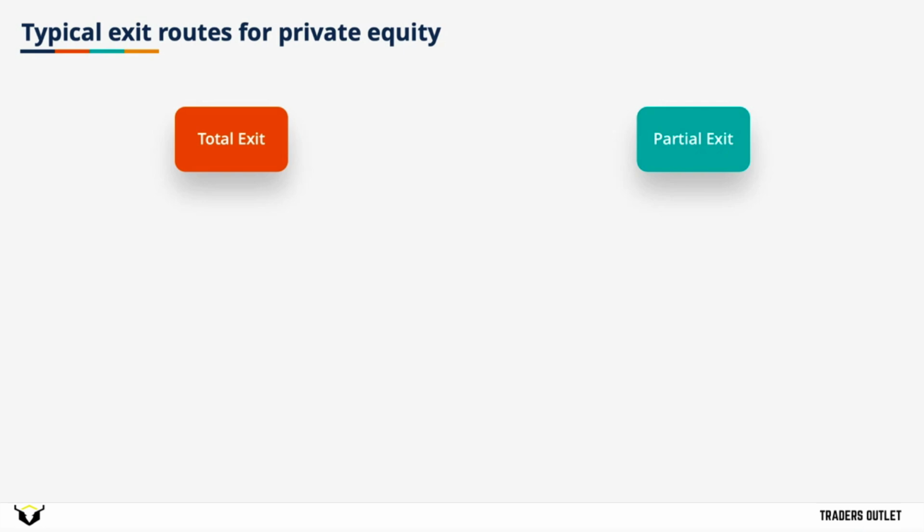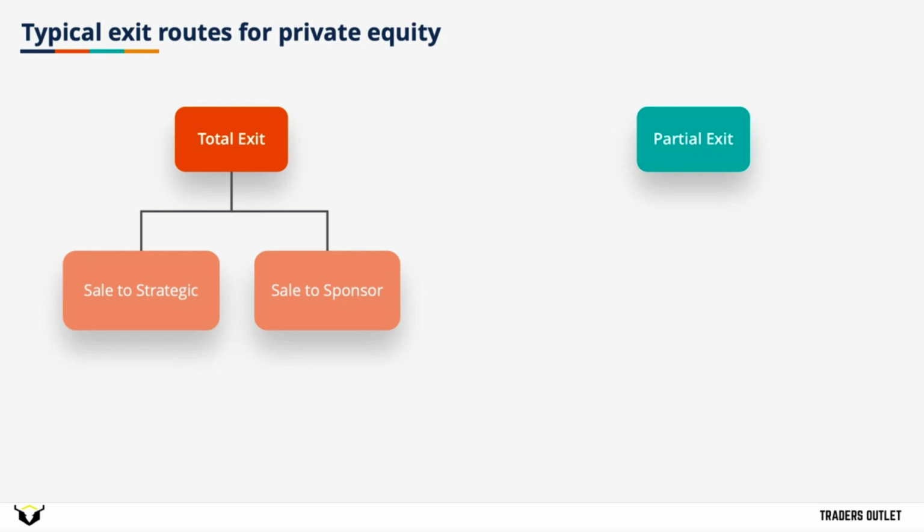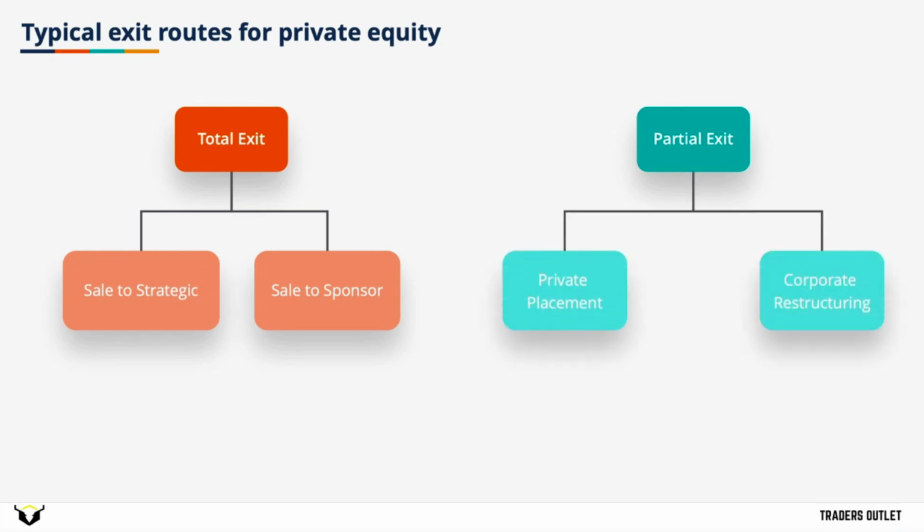So in terms of an exit, they can generally have a total exit or a partial exit. Let's take a closer look at what that means. A total exit would be selling the entire company to either a strategic buyer, which is another operating company, or to a sponsor, which would be another type of private equity firm. On the partial exit side, you could have a private placement, which is where some of the shares of the company are sold, either to a strategic buyer or to a sponsor.